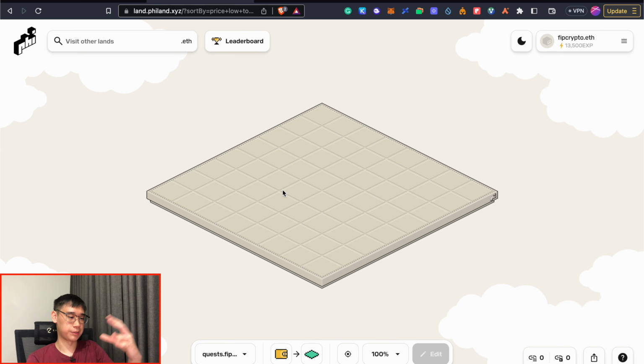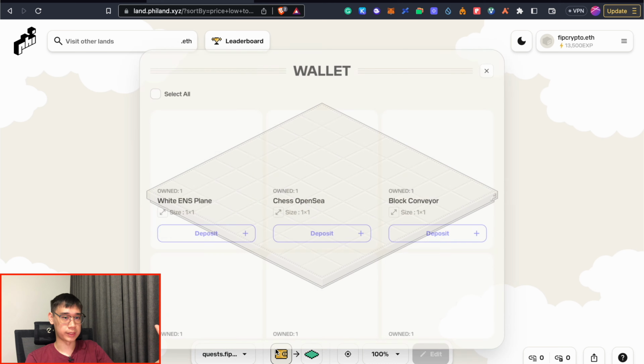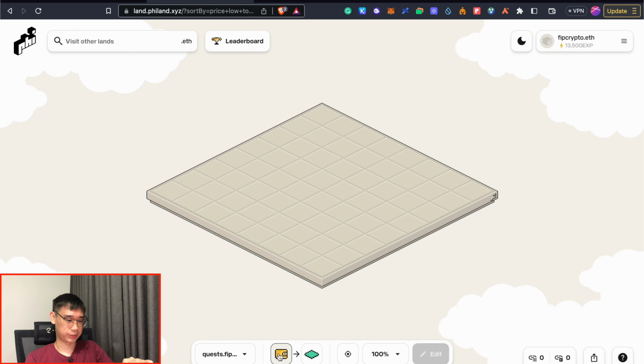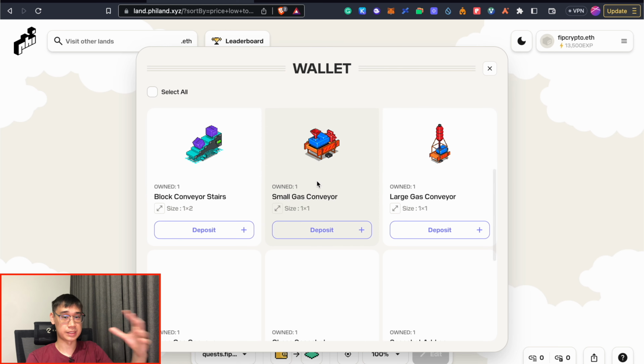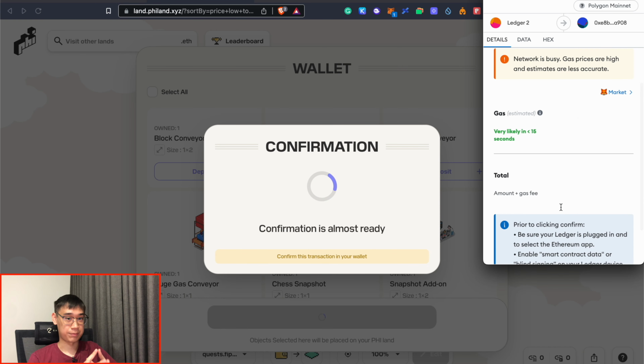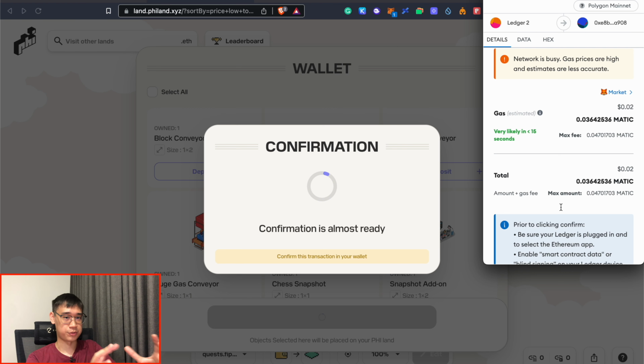So this will be the area where I'll be putting all of the different objects that I've earned from the different Phi Land quests. Before we can do that, you need to transfer these objects from your wallet into this land, and this can be done by going to this wallet button here, and then you can click on deposit for any of these different objects. This will also cost you some gas fees in Matic when you are depositing all of these different objects into your land.